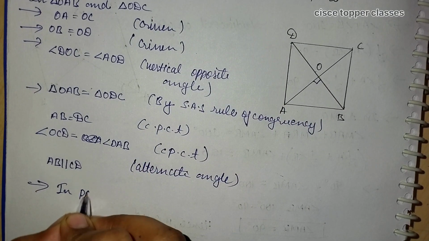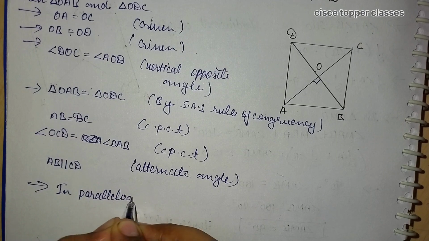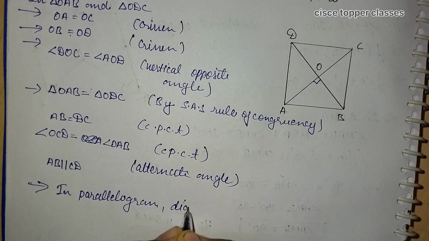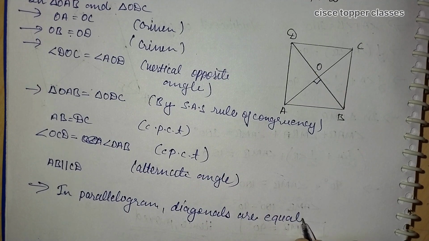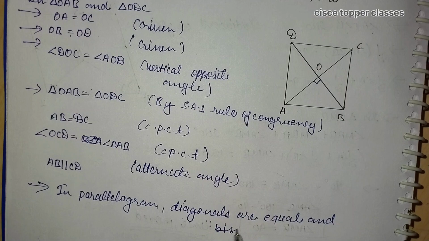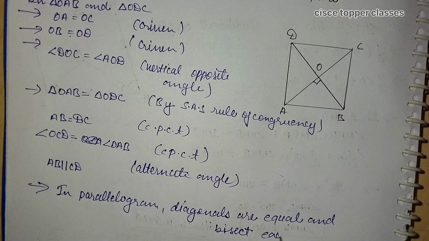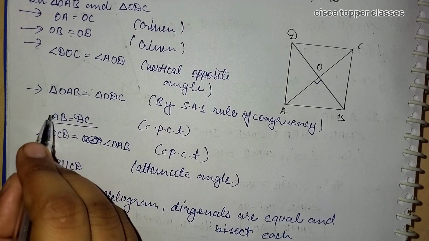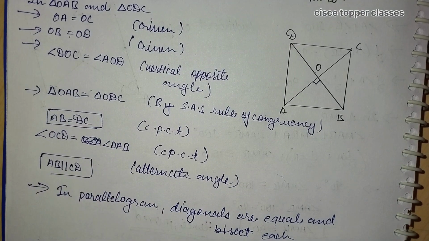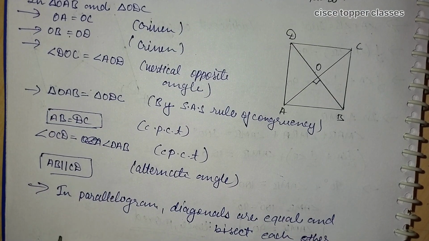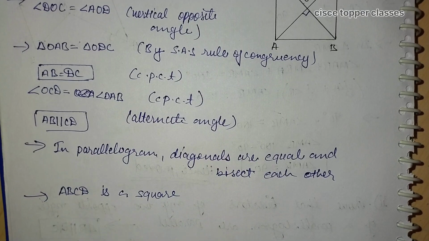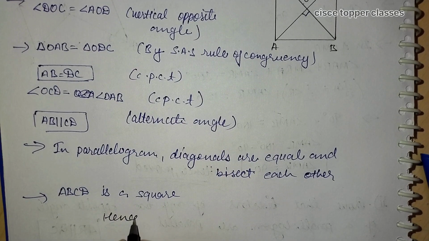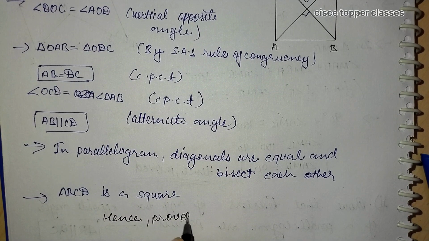So if in a parallelogram the diagonals are equal and bisect each other at right angles, then from here we can say that if this is a parallelogram, it is a square also. From this we can say AB is equal to DC and AB is parallel to CD, meaning this parallelogram ABCD is a square. Hence proved. This is all we have to prove in this question.